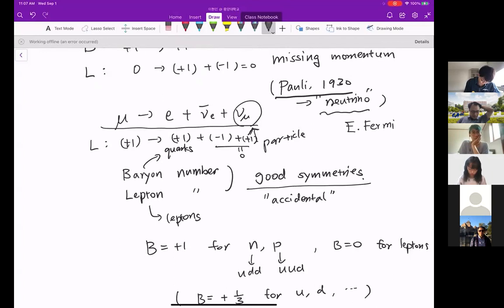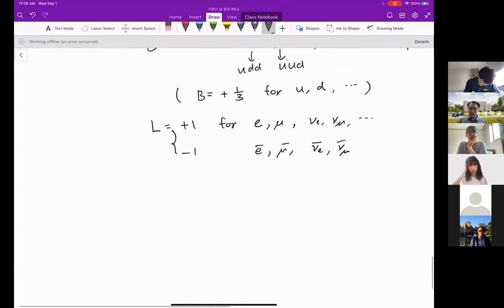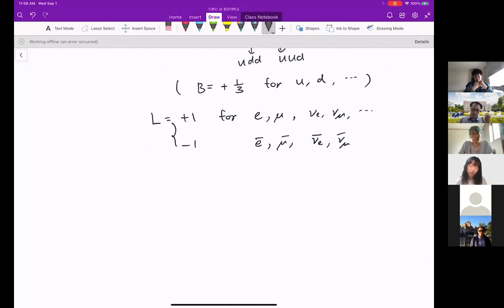Also, there is an important gauge symmetry, as I said, gauge symmetry and renormalizability. And also there's an important symmetry, the discrete symmetry, the so-called CPT theorem. So let us continue. I will briefly discuss these discrete symmetries.